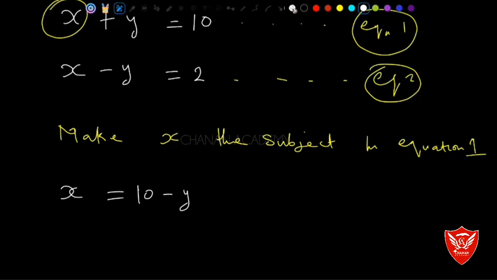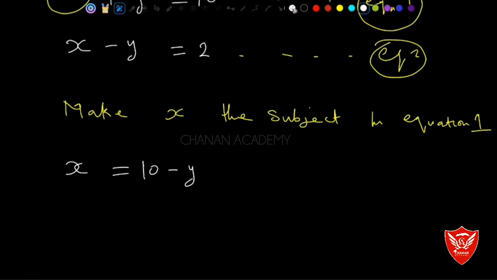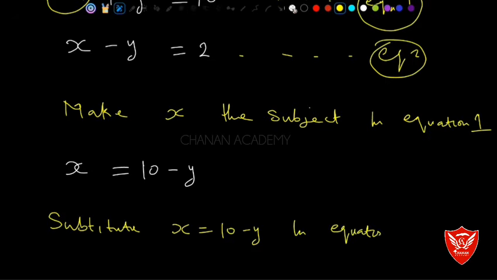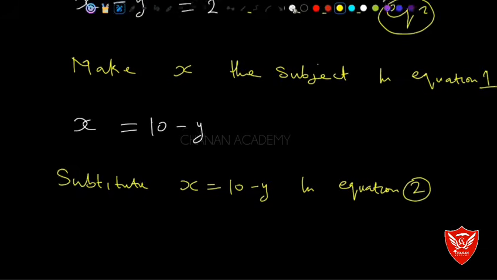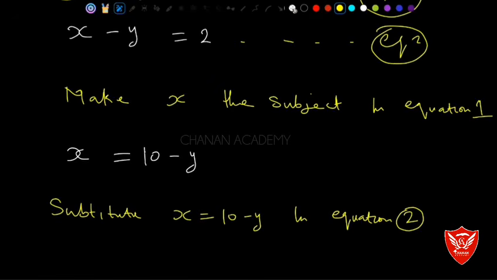What that means is that wherever we find x, we replace it with 10 minus y. So we are going to substitute x equal 10 minus y in equation 2. So wherever we find x, we replace it with 10 minus y.